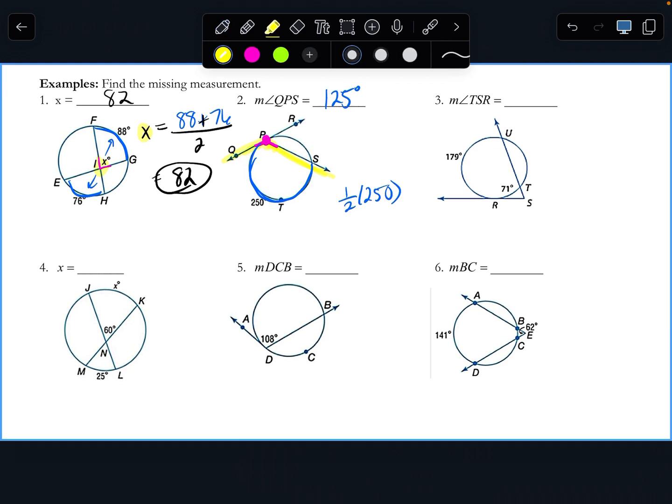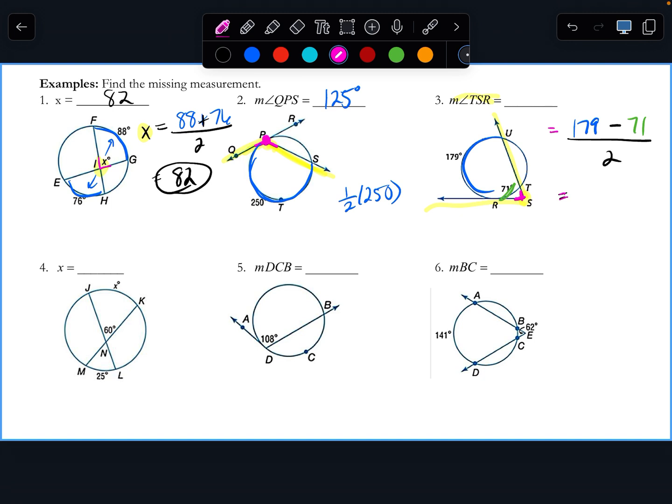Angle TSR: first you figure out where that one is. TSR is out here, so it's outside the circle. Again, extend the sides of it, and then you do the big arc minus the little arc and divide by 2. As long as you know where the angle is, you'll be fine. To find that angle, you take the big arc, 179, subtract the small arc, which is 71, and then divide by 2. And then you get your answer.